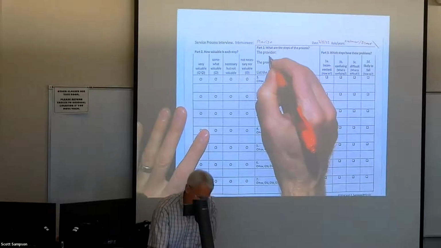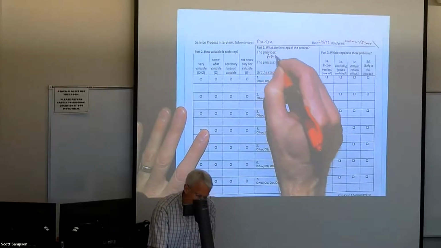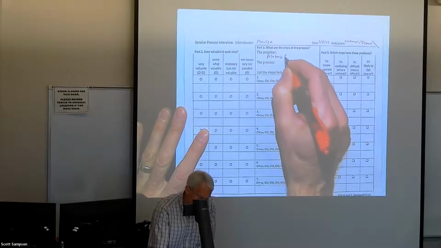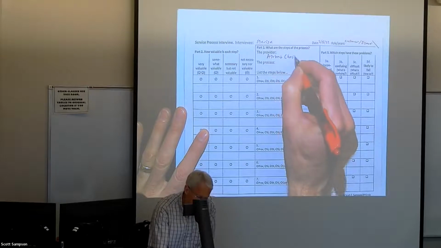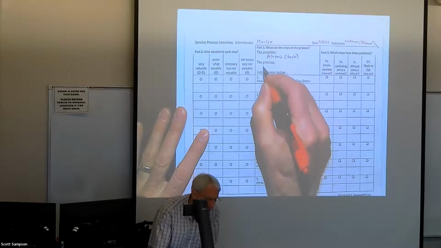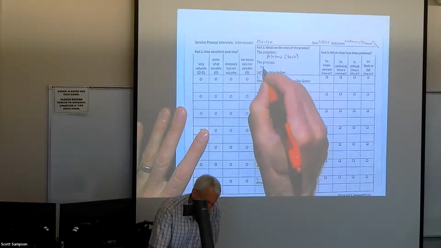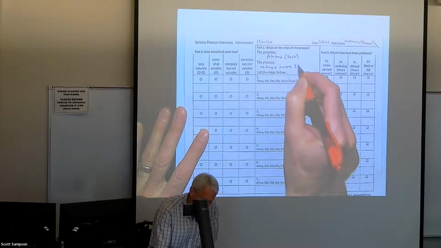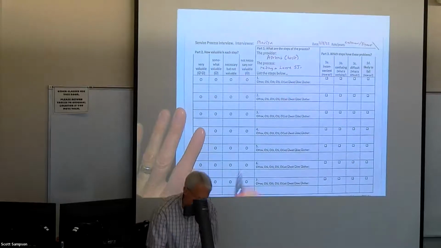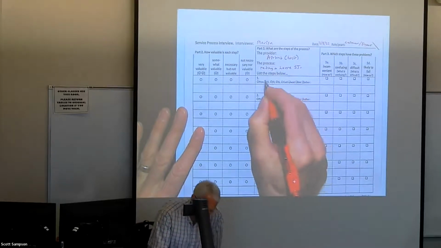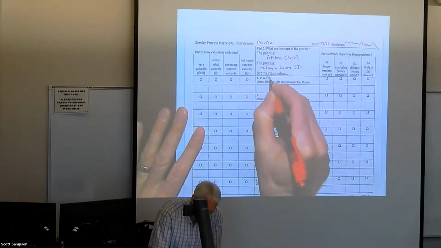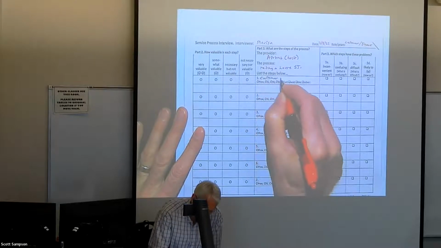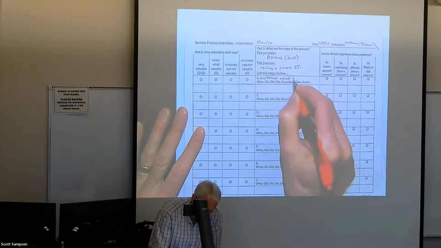The provider is Airbnb. And I'll say Airbnb, it's really the host. And the process is renting a house short term. Okay, the first step is customer needs getaway.